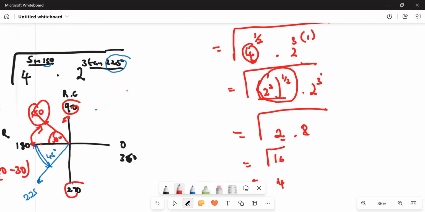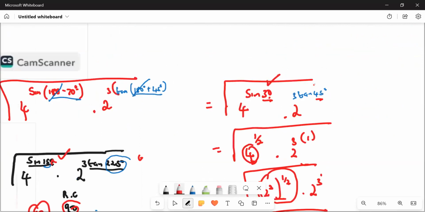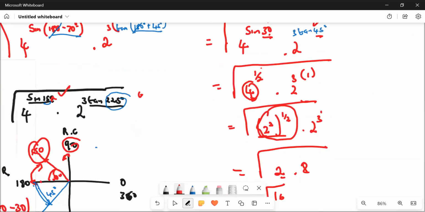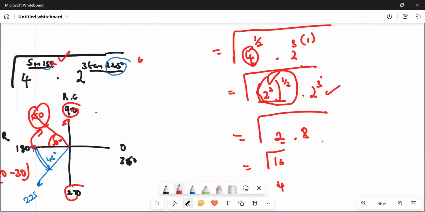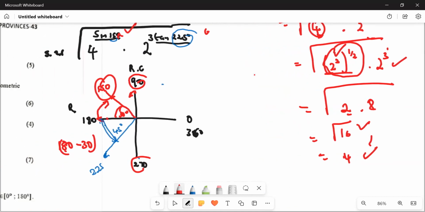So, let's check the marks. What's 1 mark here? 1 mark for sine 30, 1 mark for tan of 45, 1 mark for changing this one into a prime base, 1 mark for 16, 1 mark for 4. Because you need to be able to play this game. If you didn't change this one to a prime base, I think you might not get a mark.